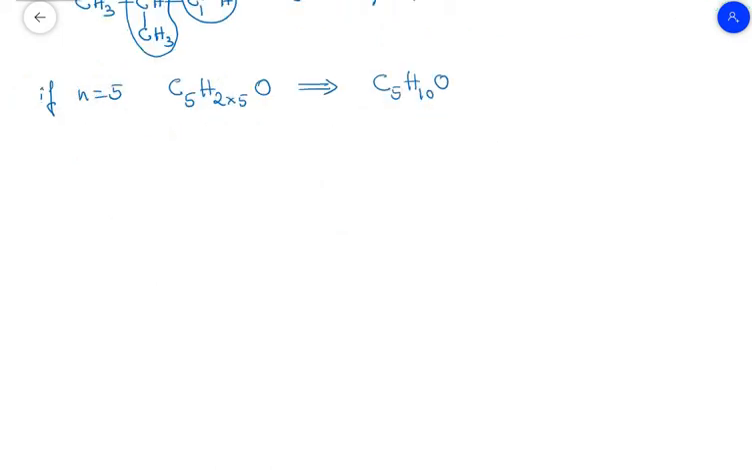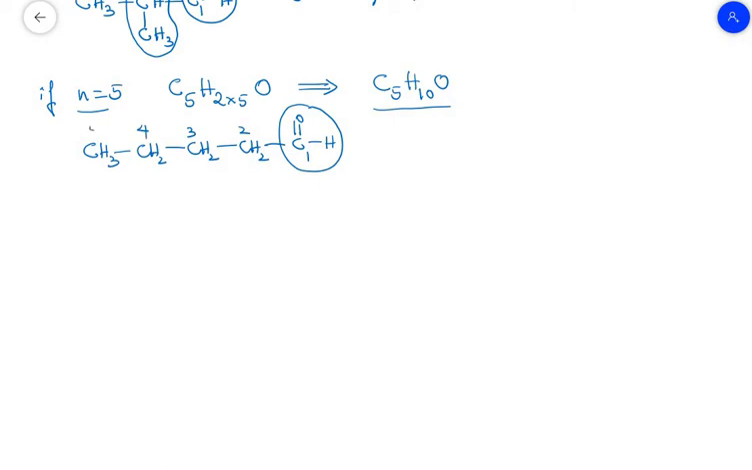In the second example, if n is equal to 5, then the molecular formula becomes C5H10O. Under this case, I can write it as CH3, then CH2, again one more CH2, fourth carbon atom CH2, and the fifth carbon atom will be nothing but the aldehydic group which is having greater preference. So right here number 1, this becomes 2, 3, this is 4, and this is 5. The name of the compound becomes pentanal.